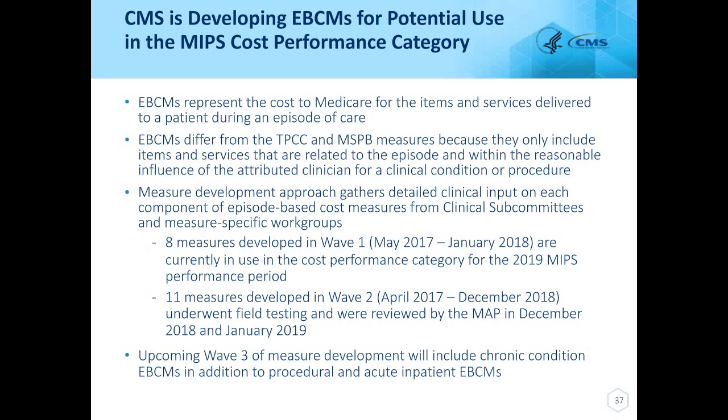In wave 2, we continued our measure development work and have completed development of 11 measures from 2017 to 2018, which underwent field testing last October and November, and which were reviewed by the MAP in December of last year and January this year. As Joel mentioned a little earlier, we are also currently starting wave 3 of measure development with a nomination period, which will include chronic condition episode-based cost measures for the first time. Next slide, please.